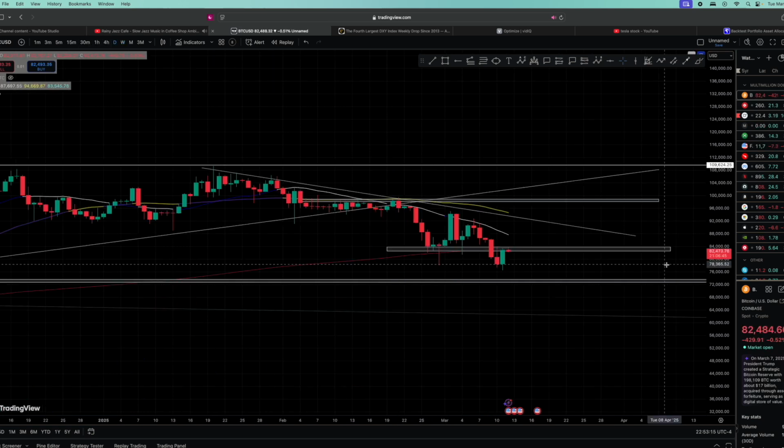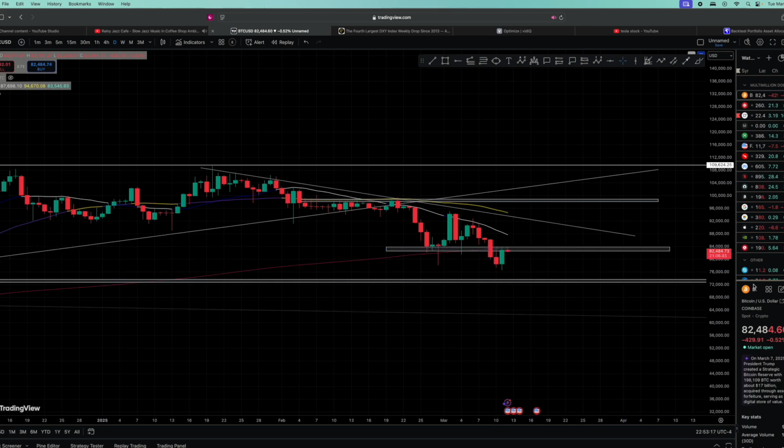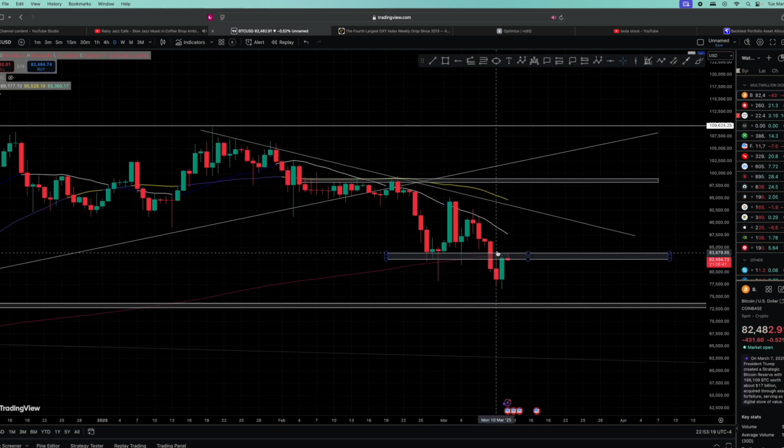On the daily, we are underneath all three, which is not a good sign. Definitely don't want to see that. We want to break back above this 200 day, which would also line up with this horizontal level of support.